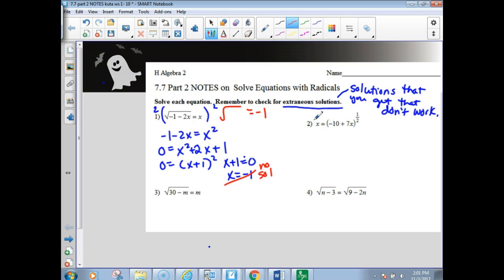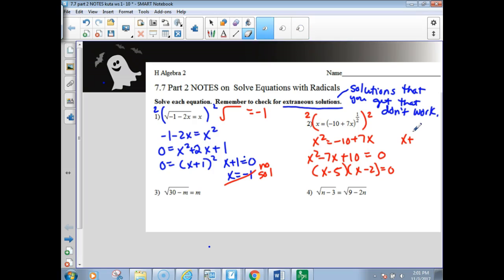Okay, number 2. Square both sides. We have x squared equals -10 plus 7x then. I'm going to subtract 7x and add 10 to get it set to 0. Then I factor this, (x minus 5) times (x minus 2). That gives me a solution of x is, oops, it was x minus 5. I probably don't really need to keep on writing them set to 0, do I? x minus 5 equals 0 gives you x is 5. x minus 2 equals 0 gives you x is 2.